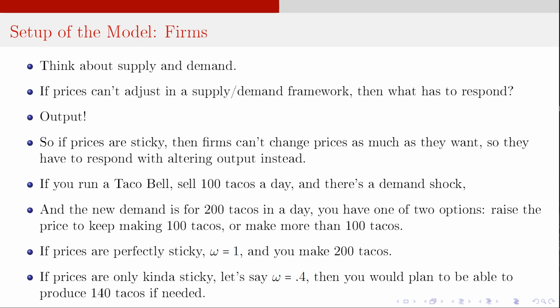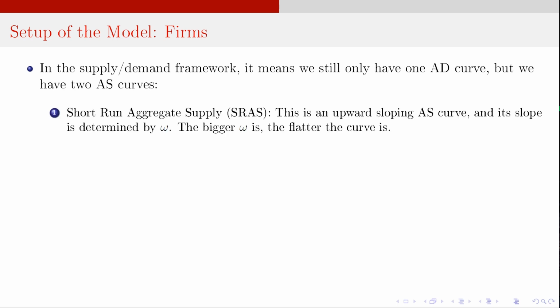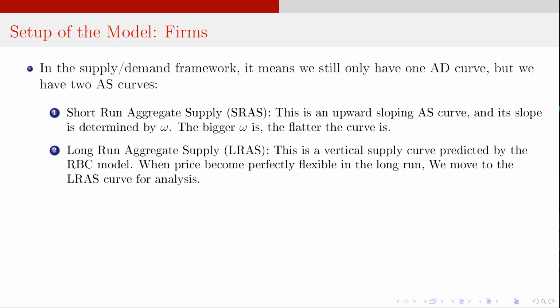That's kind of the mechanism through which the sticky price framework operates. Now, in the supply-demand framework, it means we still only have one aggregate demand curve. But now we're going to have two aggregate supply curves. We're going to have a short-run aggregate supply curve, or SRAS for short, which is an upward-sloping aggregate supply curve, and its slope is determined by omega, as well as a couple of other things which we'll get into in a minute. The larger omega is, the flatter the curve is going to be.